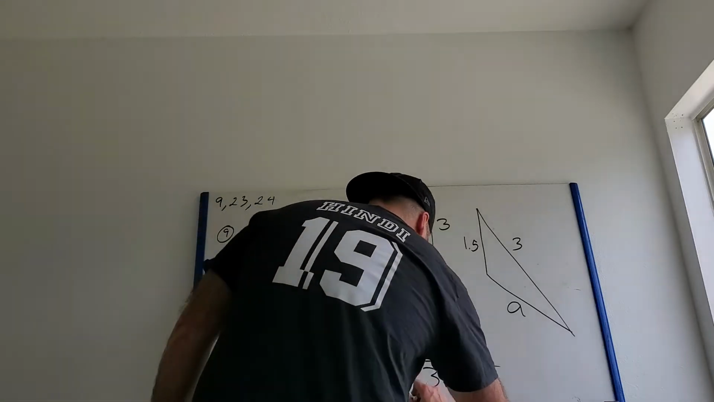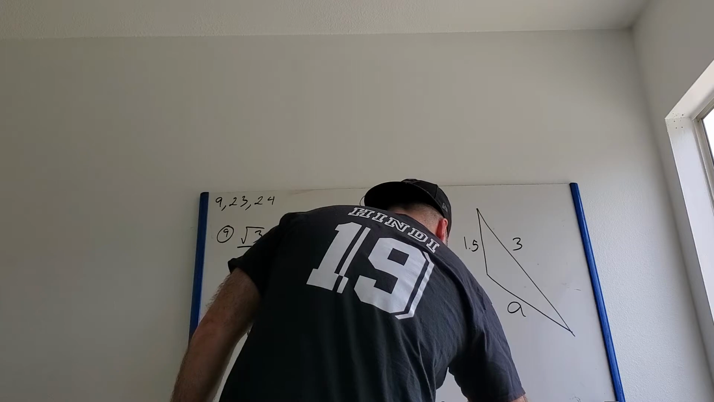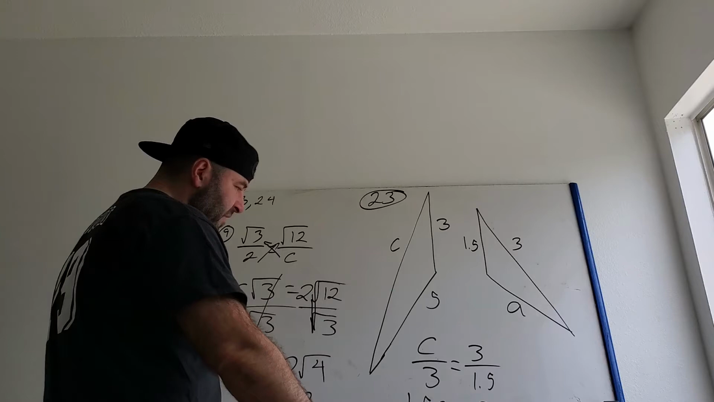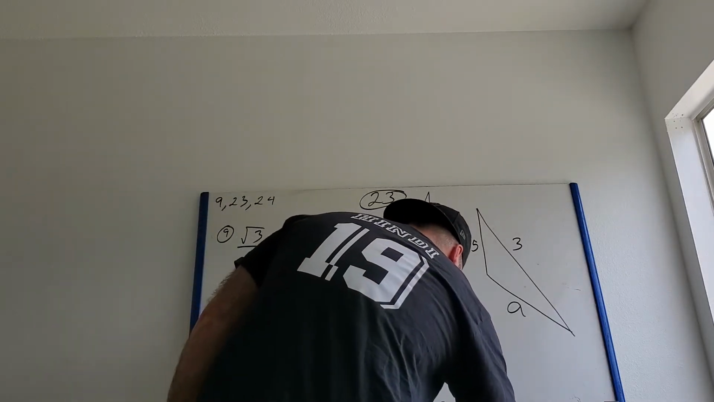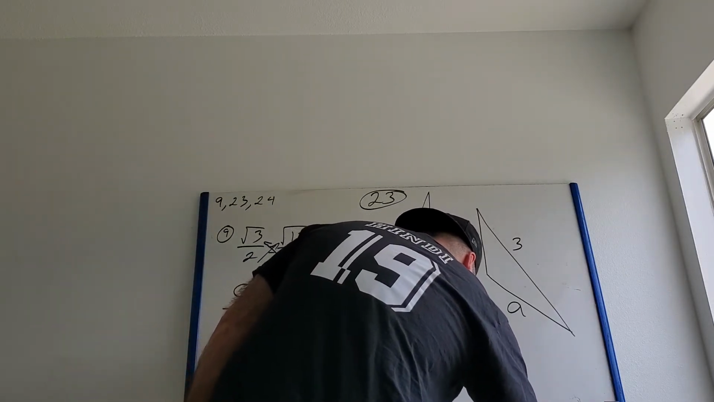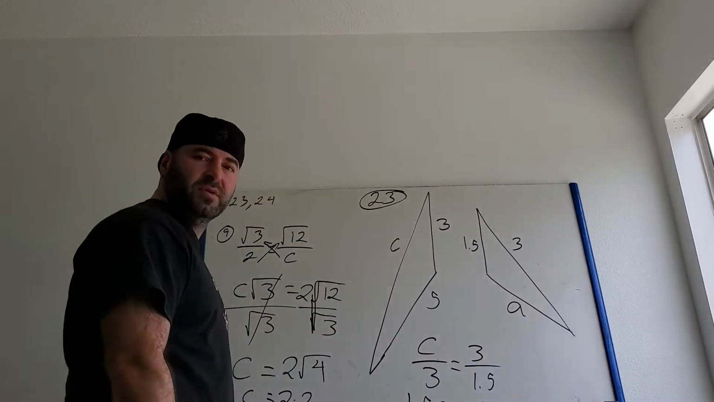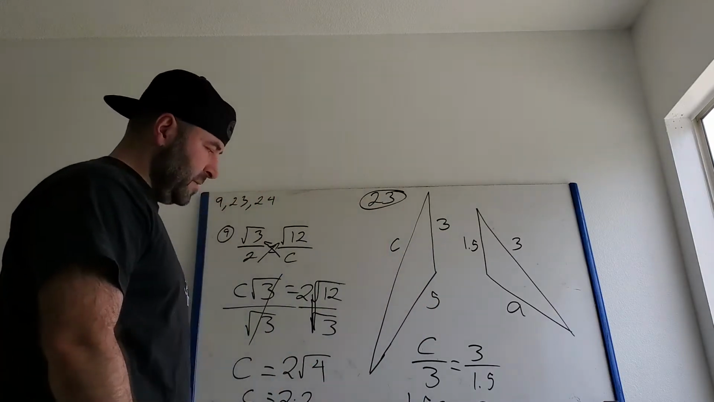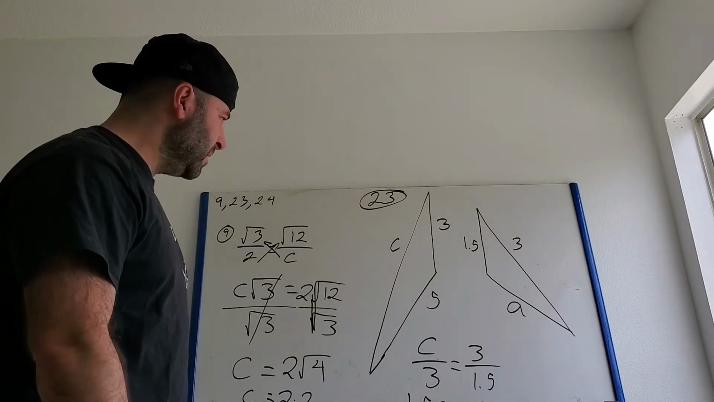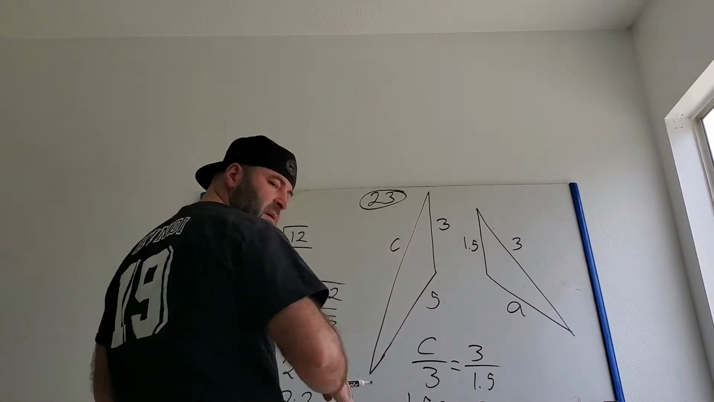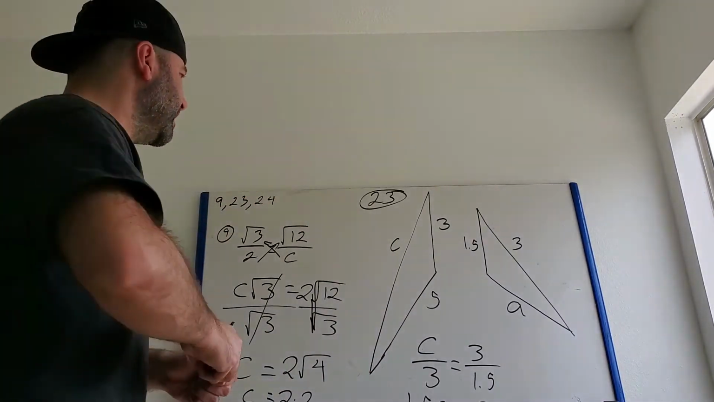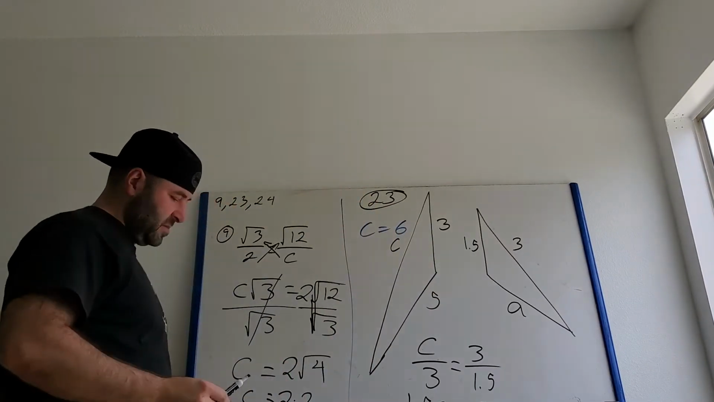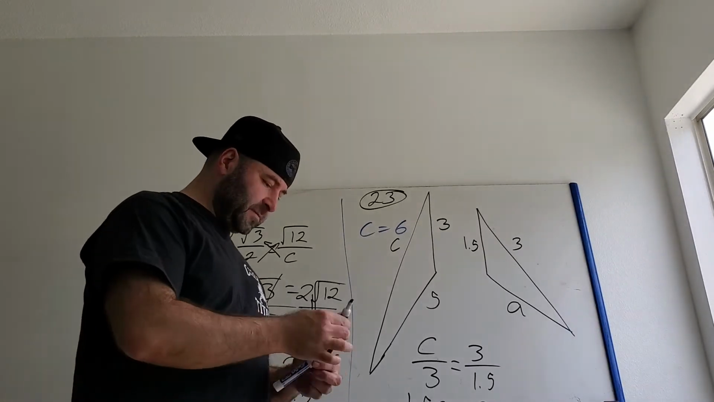So let's go ahead. 1.5c is equal to 9. And then we divide by 1.5. c is equal to 6. Okay, so now I know that this side right here, we'll write it in a different color just so it stands out a little bit, c is equal to 6.